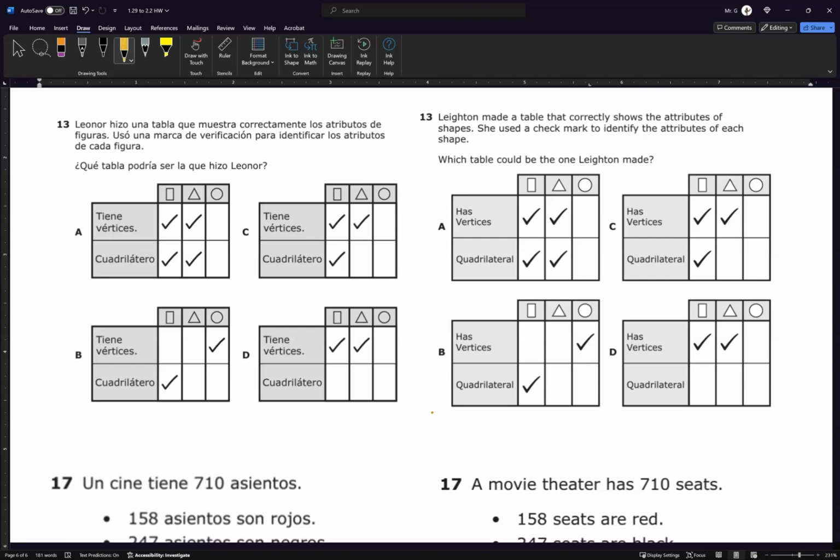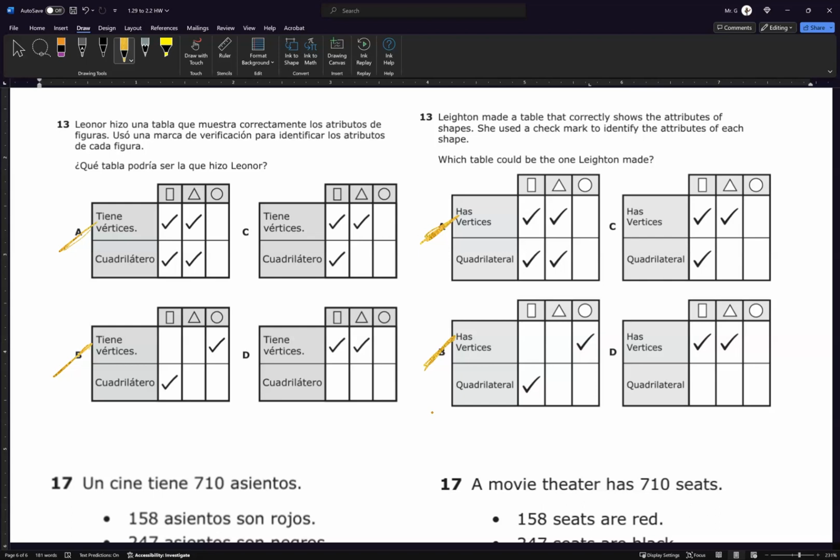Cuadrilátero tiene, es cuadrilátero. Rectángulo es cuadrilátero. El triángulo no. So A está fuera. A's out because the triangle is not a quadrilateral. B tiene vértices. B has vertices. The only one checked is the circle. And we know that a circle does not have vertices. Let's go to the next one.